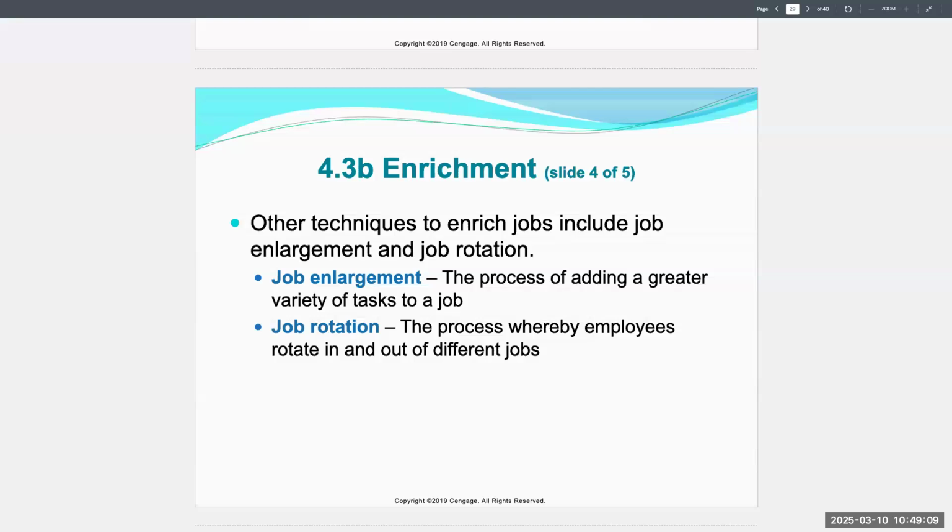Also, the employee has a broader work scope. While this approach prevents boredom, it also has to be managed very carefully. Adding more work without increasing reward or autonomy can lead to frustration.